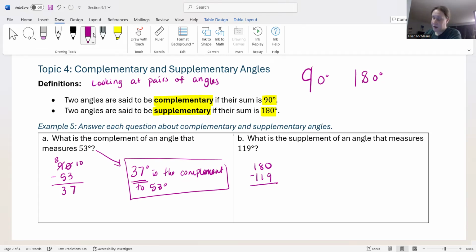Again, I cannot take 9 from 0, but I can certainly borrow. 8 becomes 7, 0 becomes 10, 10 minus 9 is 1, 7 minus 1 is 6, 1 minus 1 is 0, but we don't write the 0. So we would say the complement to, or the supplement, slow down, don't do what I just did. The supplement to a 119-degree angle would be 61 degrees.